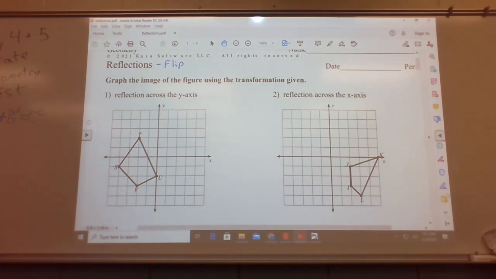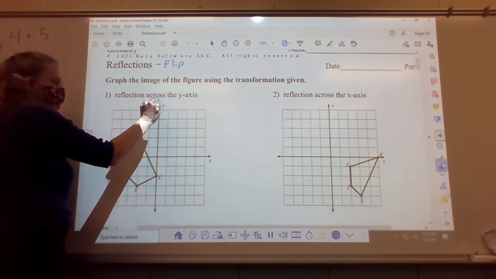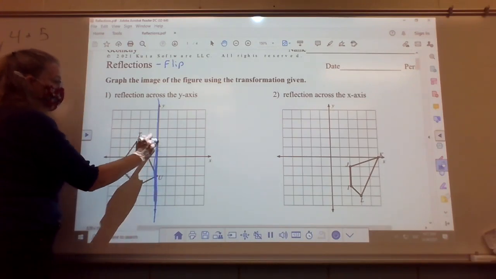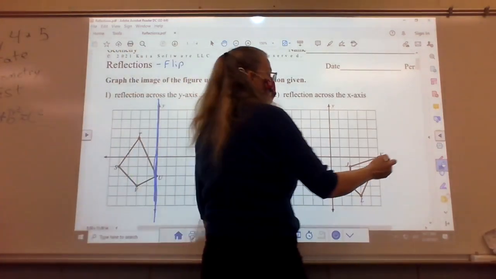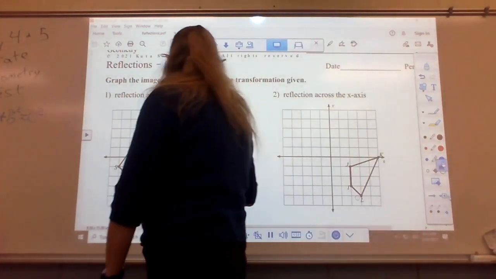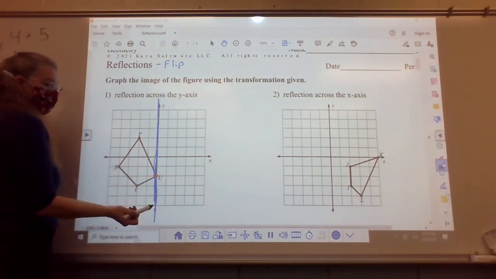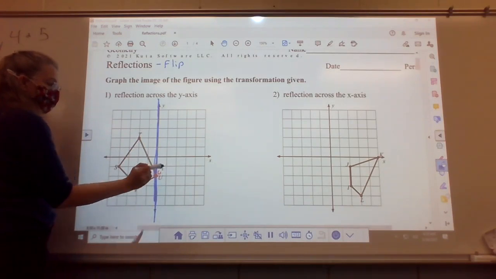So on number 1, it says the reflection is the y-axis. I'm going to darken in the reflection line. So the y-axis, I'm going to darken in. So that's what it's getting flipped over. Well, U was already there, so U's not going to move. But make sure and put the new U with a little prime in there.